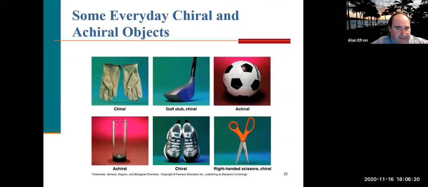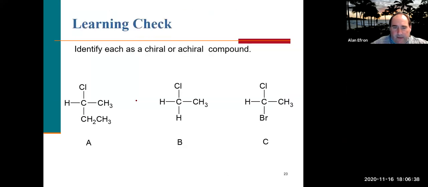Here are some everyday chiral and achiral objects. We've got our left and right hands, kind of like our mirror image. We have our golf club, which is chiral as well. We have an achiral guy, here's a glass, and right-handed scissors also being chiral. All right. So take a second here and decide, are these chiral or achiral? Let's see what you come up with.